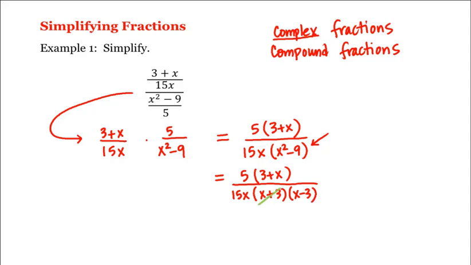Now x plus 3 and 3 plus x will cancel. And we're assuming here, of course, that x does not equal negative 3. And 5 goes into 15 3 times, so we'll have a 3 left here in the denominator. And therefore, our answer is 1 divided by 3x times x minus 3.